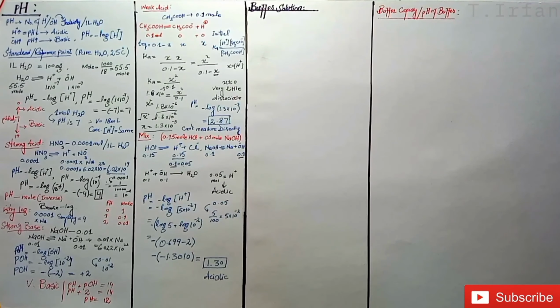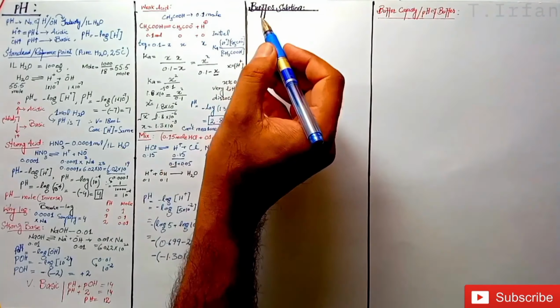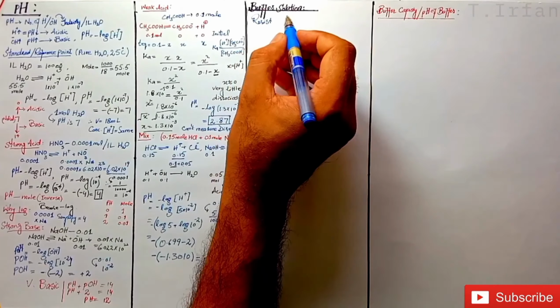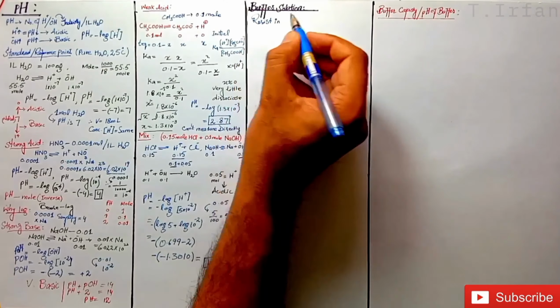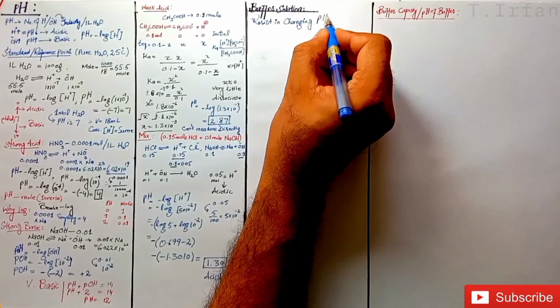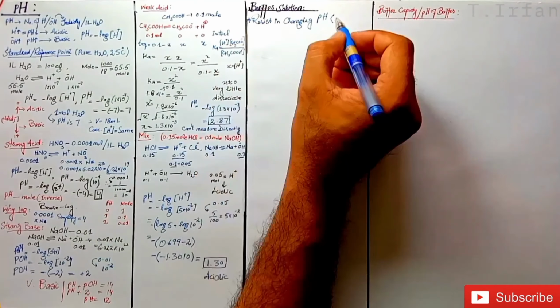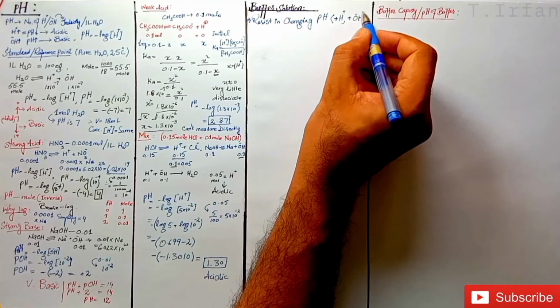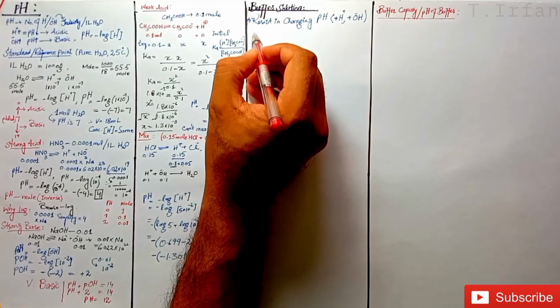Let us now discuss buffer solution. Buffer solution resists changing pH. Just like a sponge which absorbs excess water and keeps things clean, buffer solution absorbs excess hydrogen or hydroxyl ion and keeps the pH stable, even when we add hydrogen or hydroxyl ion in the solution.